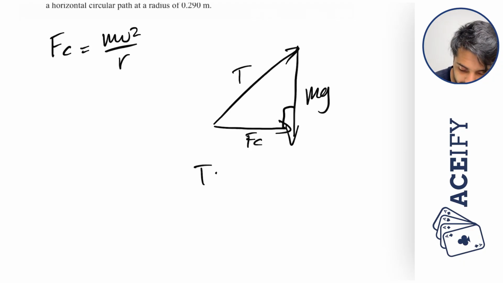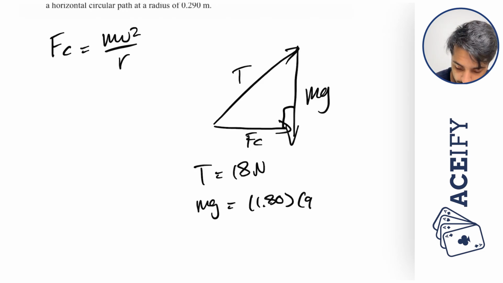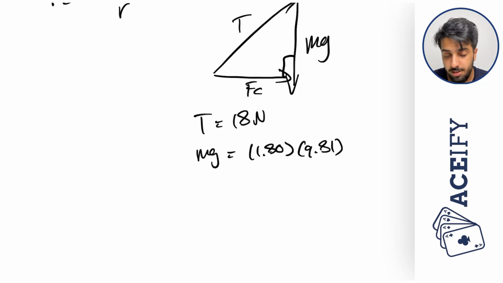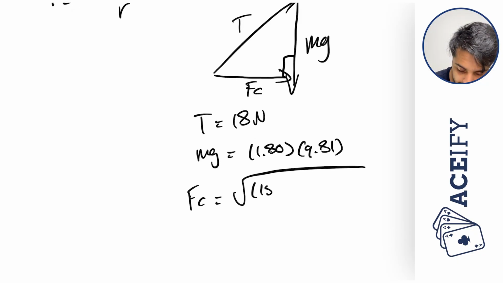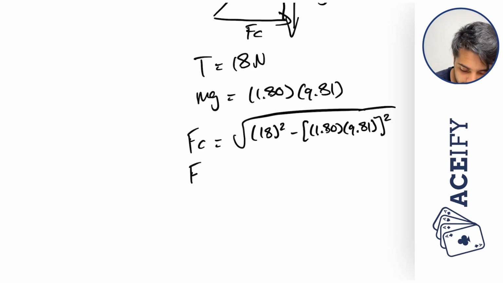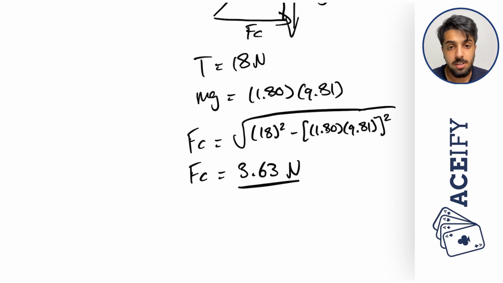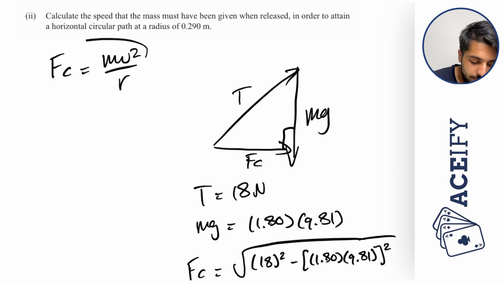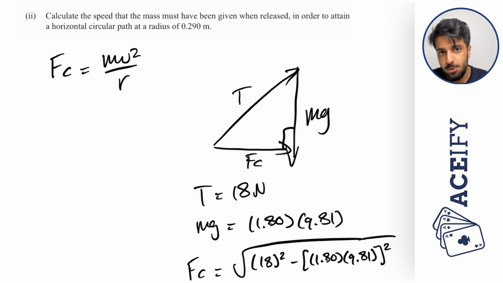So we know our tension is equal to 18 newtons, and we know our mg is equal to 1.8 times 9.81, right? And so therefore, we know our Fc is equal to the square root of 18 squared minus 1.8 times 9.81 squared, and that gives us an Fc of 3.63 newtons.